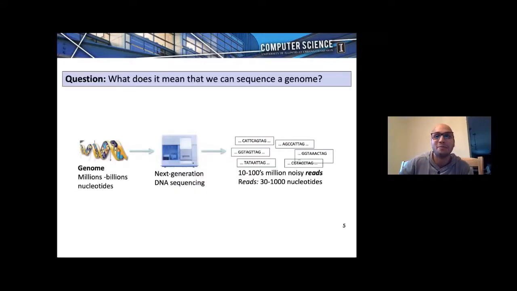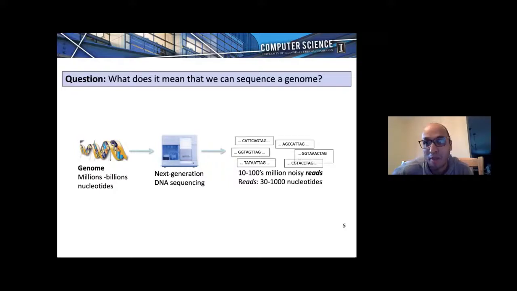When I say that we're able to sequence a genome, it's actually not what you think it is. When we're talking about a genome, it's a very long sequence, billions of letters, billions of nucleotides, A, T, C, G. However, when you do next generation sequencing, you don't read out this genome from start to end. Instead, what you get are short pieces of the genome, fragments, which are called reads. And reads are orders of magnitude smaller than the length of the genome.